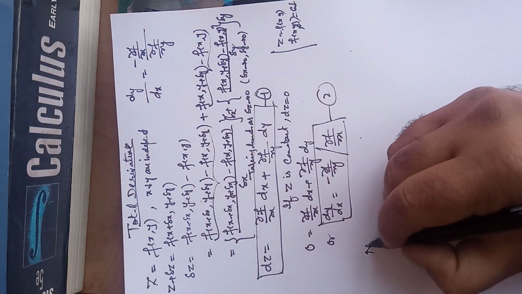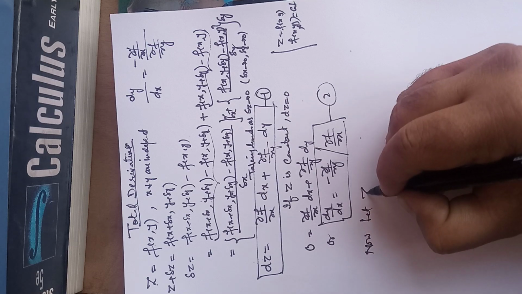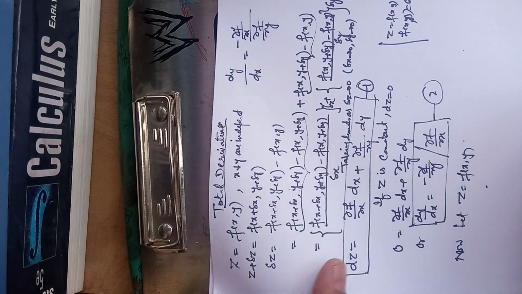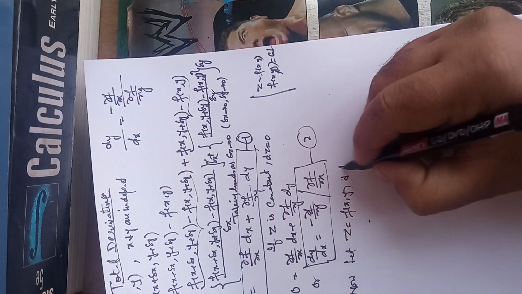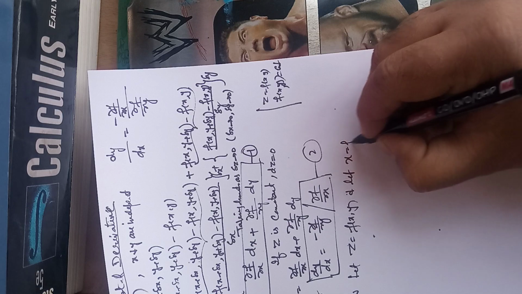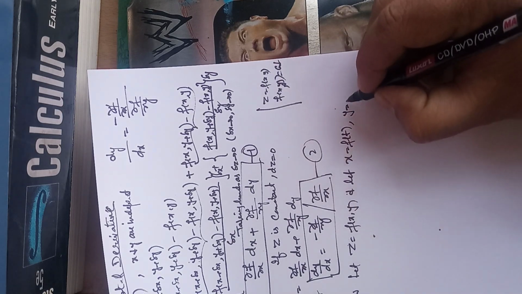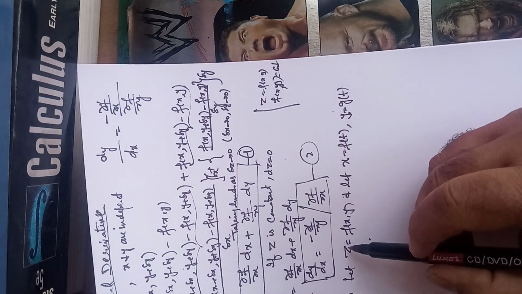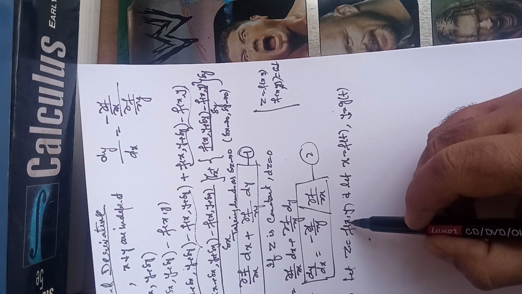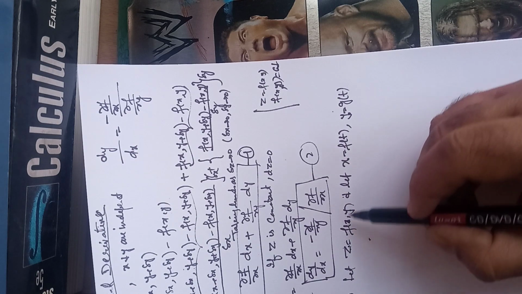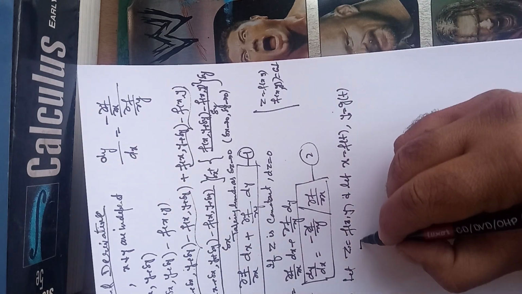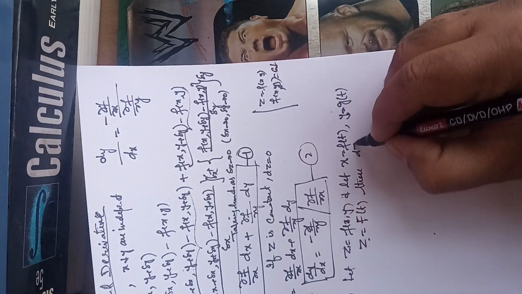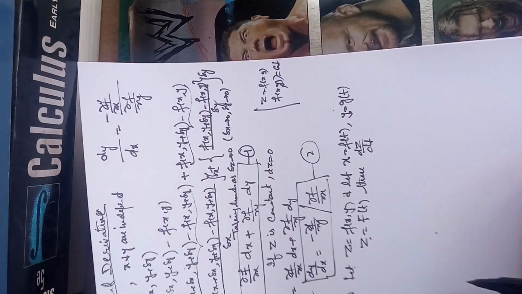Now, let z be a function of x and y, as I have taken here. But now let x be a function of t and y be a function of t. x is a function of t, y is a function of t, meaning z is a function of t. z is a function of x, z is a function of y. But x is a function of t, y is a function of t, meaning z is some function of t. So therefore I can find dz by dt, because I have only two variables.